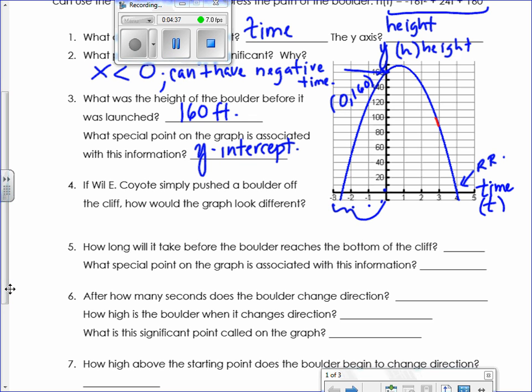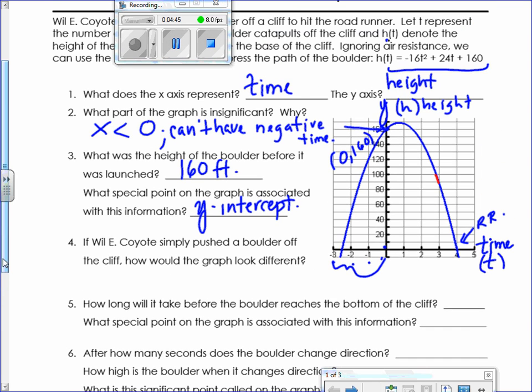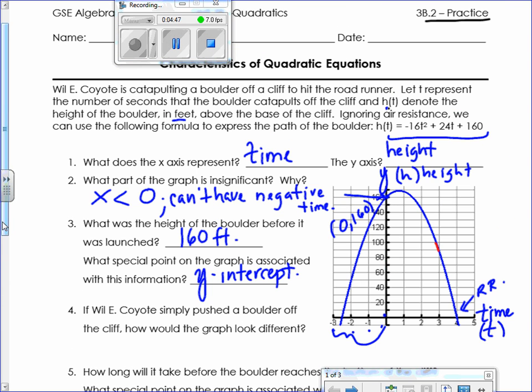Okay, let's look at number 4. It says, if Wile E. Coyote simply pushed the boulder off the cliff, how would the graph look different? Okay, guys, just use your brain, put your thinking caps on, use your imagination. Remember, a catapult sends the boulder up in the air first, and then gravity is going to cause it to come down, right?